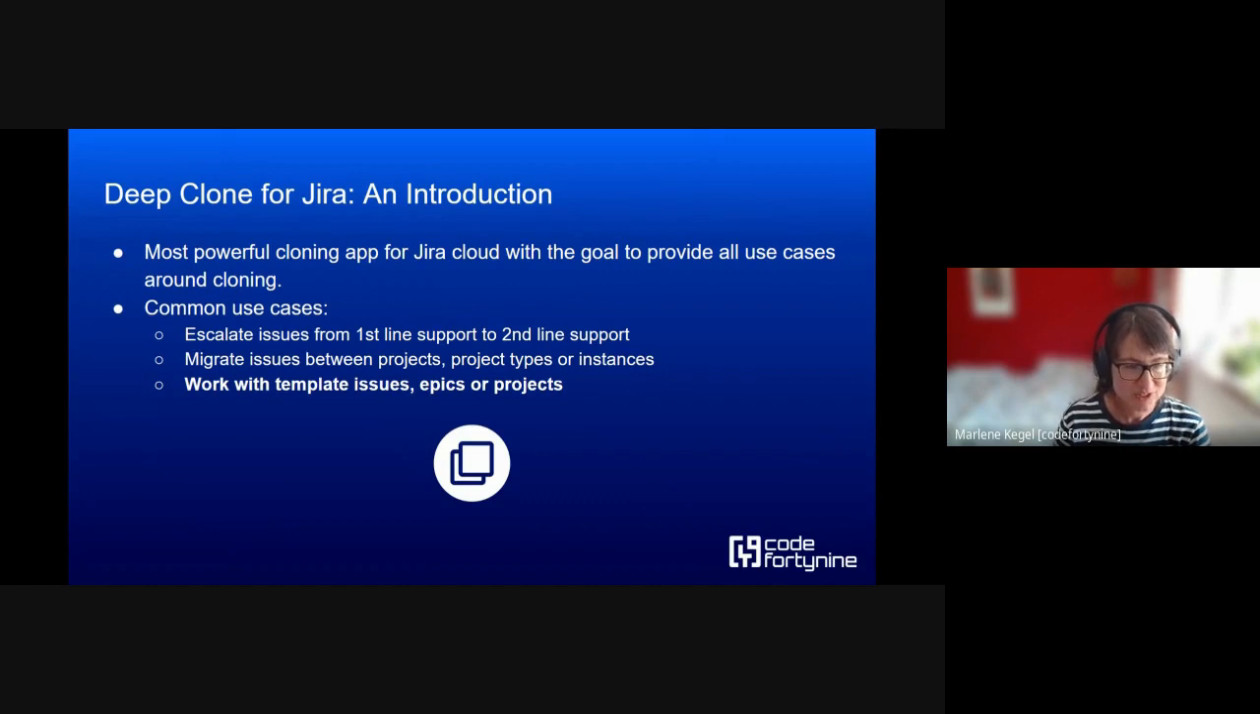And the third use case, which is very common, is teams that work with template issues. Imagine you're an agency and you have customers you have to onboard every week or every month. You have certain steps to fulfill. You have to do it on a regular basis, and they're either the same or similar. For example, signing contracts or onboarding them with certain information. You can create a set of template issues or a template epic or project, and then use Deep Clone to clone those issues, projects, epics or other issue hierarchies.